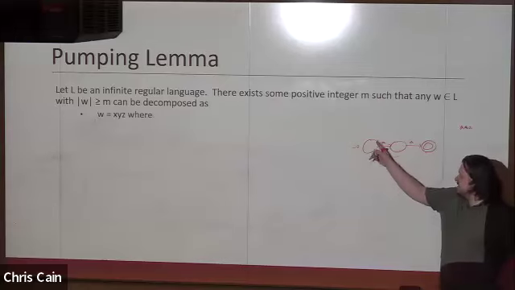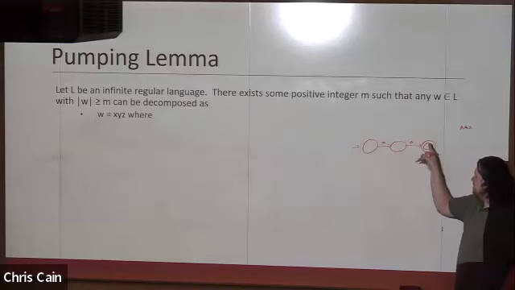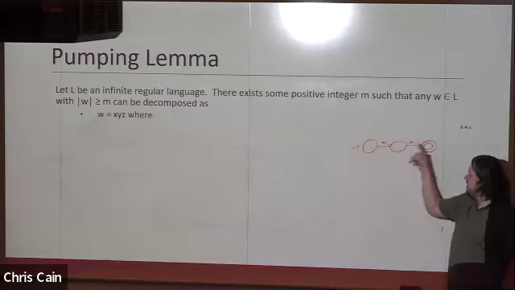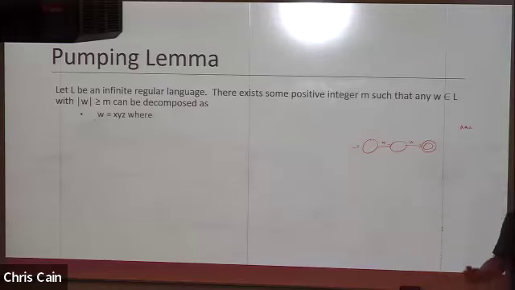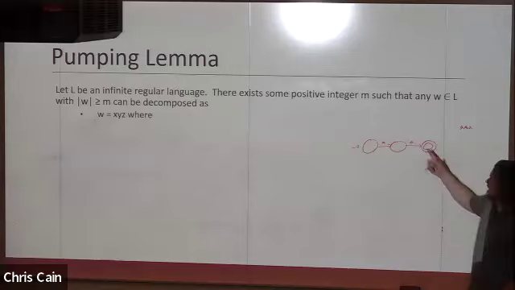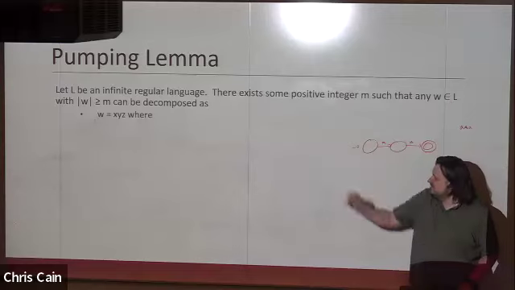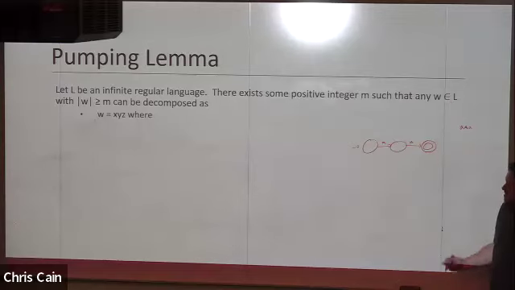We could add an edge from here to itself, here to itself, here to itself, here back to here, or here back to here. Every single one of those completes a cycle. So the reason we say an integer m is such that the length of the string is greater than or equal to the number of states in the DFA is that it forces there to be a cycle in the recognition of that string.